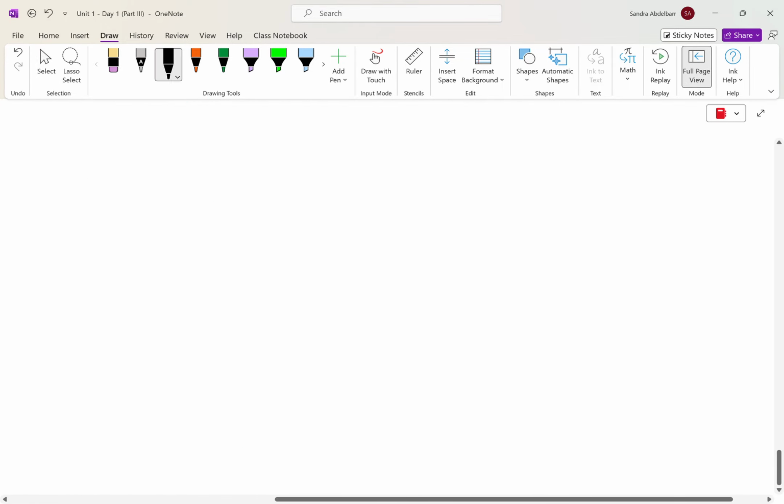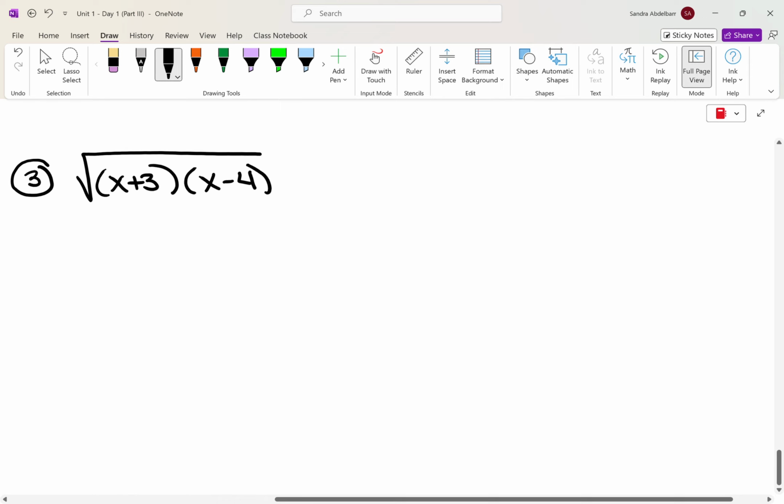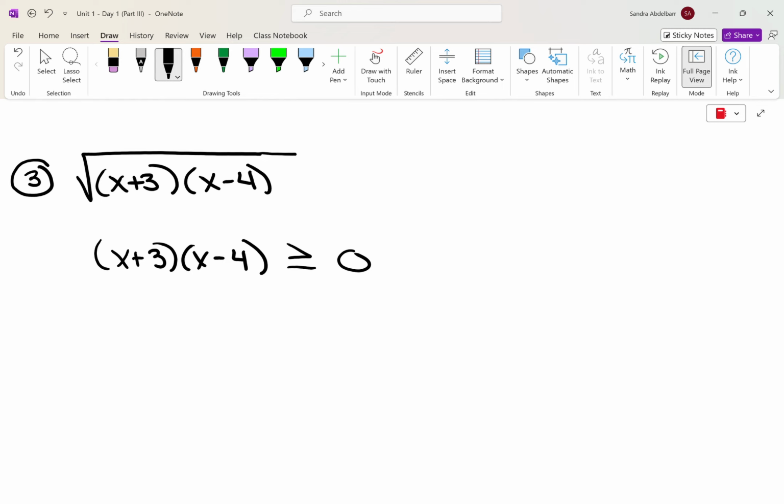Okay. I'm going to show you one more, then I'll have you do a couple on your own. In number 3, what have I already done? Factor. I've already factored. So this is nice. So what are we going to do here? We're going to take our factored form and say it's greater than or equal to 0.